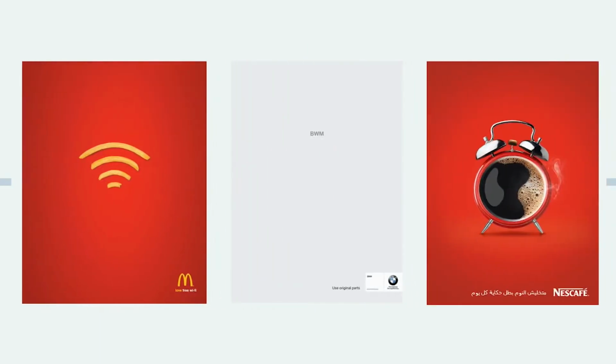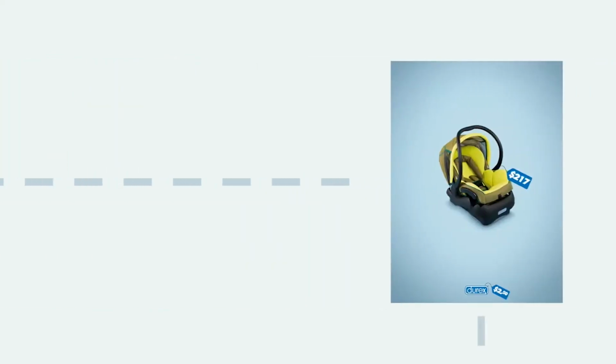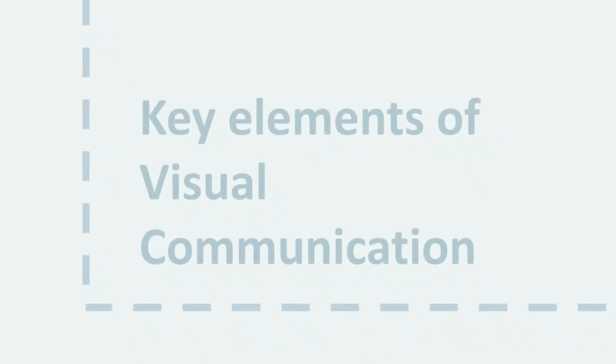You've got the McDonald's Wi-Fi, you've got the mixed up BMW parts, and you've got the Nescafe alarm clock cup of coffee. There is one other, which is my personal favourite, and it does go to show that a little bit of humour can actually go a long way. In order to do this successfully though, there are some key elements of visual communication that you have to be aware of. First up, you've got colour, you've got typography, and then you've got composition.